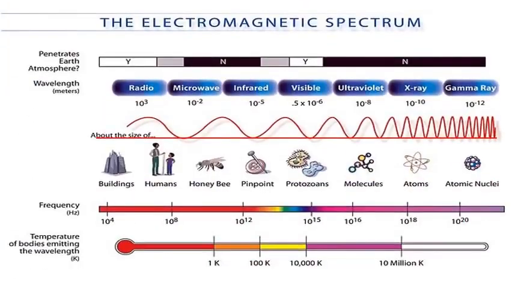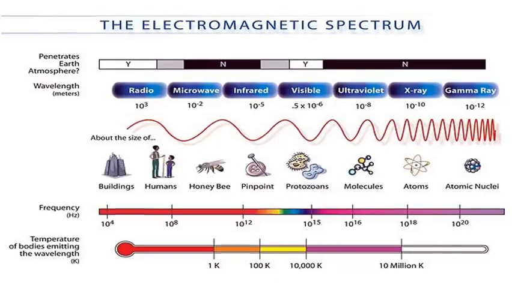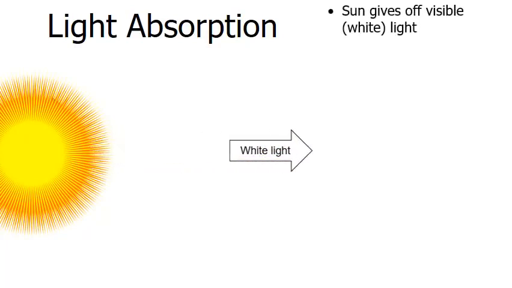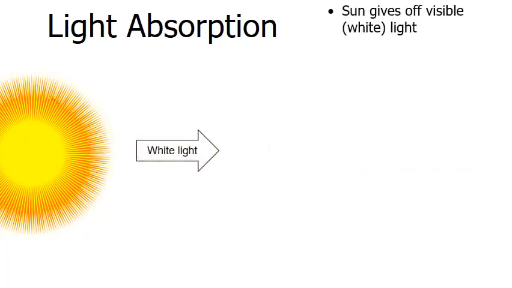So the sun gives off a variety of types of energy, and this energy travels across space in the form of a wave, and the titles of the energy you can see at the top of the picture. Now we're going to focus our attention on visible light because it's the wavelength of visible light that drives and powers photosynthesis. Well, let's focus on how light is absorbed, and when we do, we're going to see that the sun gives off visible light, also called white light.